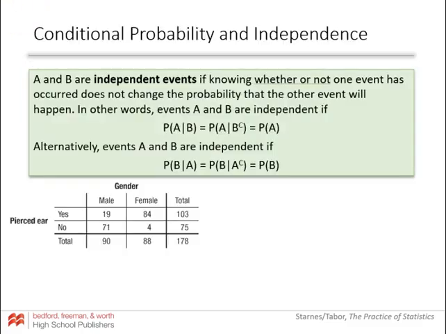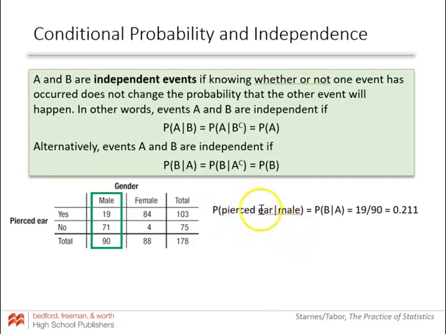Conditional probabilities can also help us determine if two events are independent, meaning one event does not affect the probability of the second one. We know that two events are independent if the probability of A given B is equal to the probability of A given the complement of B, or just equal to the probability of A. For example, let's look at the probability that someone has their ear pierced given that they are male. The probability of B given A is 19 over 90, or 0.211.